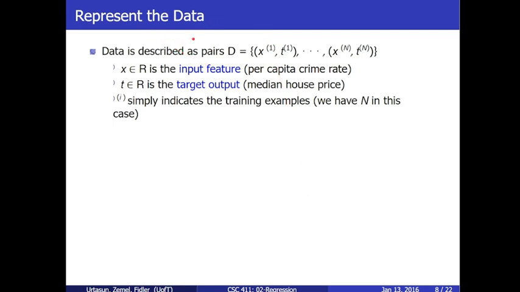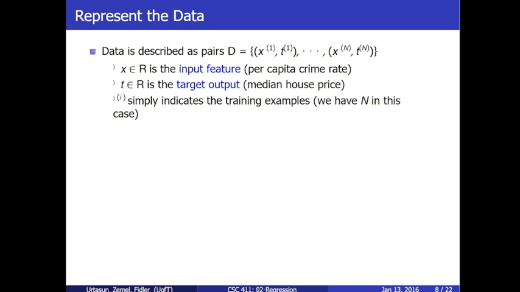So, representing the data. Data is described as pairs D, and we have sets: x1, t1, x2, t2, all the way to xn, tn. Like we reviewed in the last meeting, these are not exponents. They're superscripts, just to denote the first and second values of x and t respectively. So x as an element of R is an input feature, per capita crime rate. And t as an element of R is the target output, so median house price.